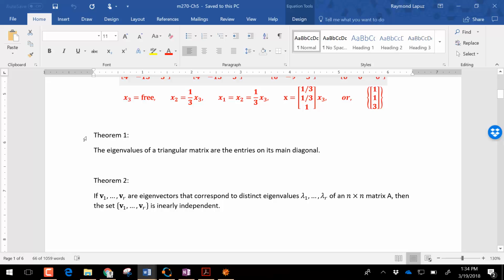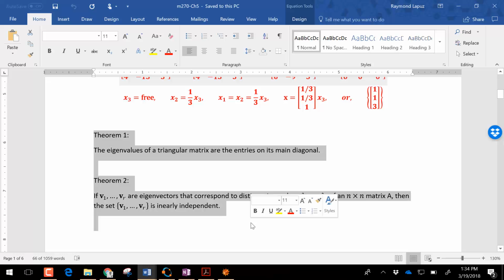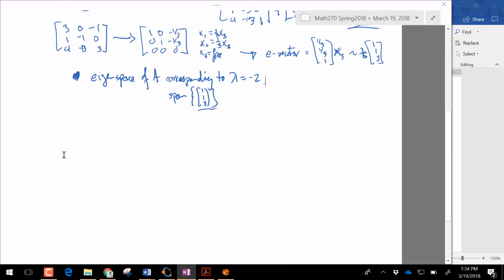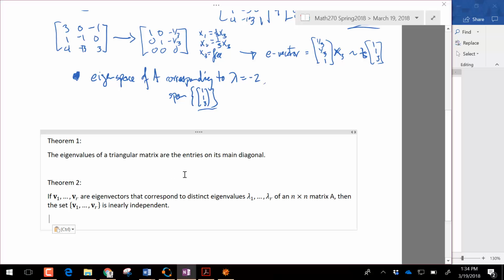That's good. So a couple of short theorems that are going to be stated without proof: if you have a triangular matrix, then your eigenvalues are exactly what's on the main diagonal. And if you have a set of eigenvectors that each correspond to a distinct eigenvalue, then all those different eigenvectors are linearly independent from each other.